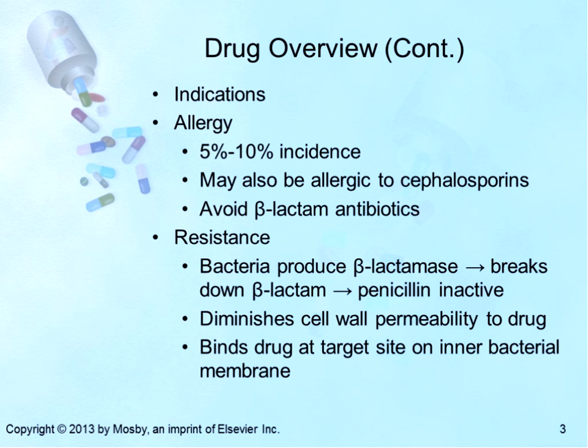The second mechanism of resistance is by way of a diminished permeability of the drug through the bacterial outer cell membrane. The antibiotic is unable to penetrate the cell wall, especially in those gram-negative bacteria. The last mechanism involves decreased binding of the drug at its target site on the inner bacterial membrane. These three mechanisms have led to a significant resistance to penicillin medications.